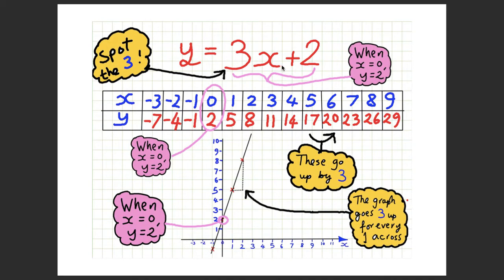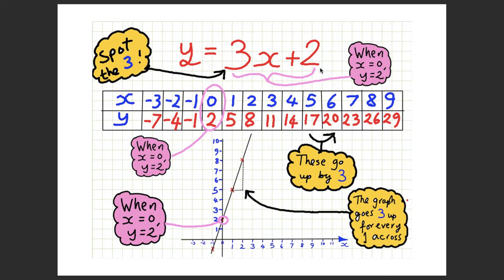Okay, so y equals 3x plus 2. Because you're multiplying x by 3, every time the x's went up by 1, the y's went up by 3. So that's happening because you're multiplying x by 3 when you're calculating y. And that had an impact on the graph. Every time it went across by 1 on the x-axis, it went up by 3 on the y-axis. So it affected the steepness or the gradient of the graph.